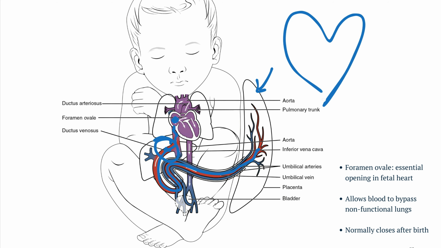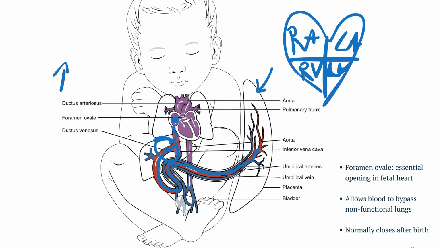Just quickly, let's draw a heart here. This would be the right atrium. This would be the left atrium. This would be the right ventricle. This would be the left ventricle. So we have oxygenated blood that enters the right atrium. Now, because the blood is oxygenated, there's no need for it to enter the lungs. However, because there's an increase in pulmonary pressure, pulmonary vascular resistance, the blood does not go into the lungs.